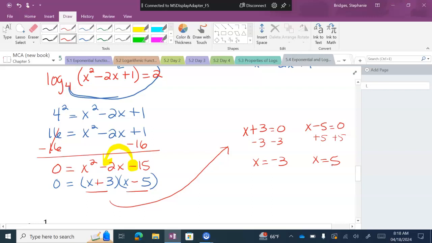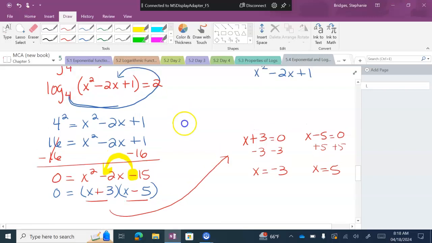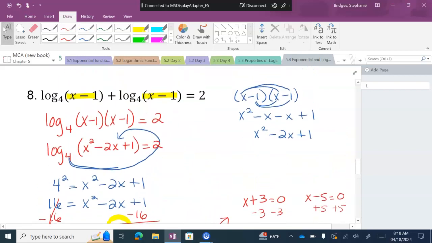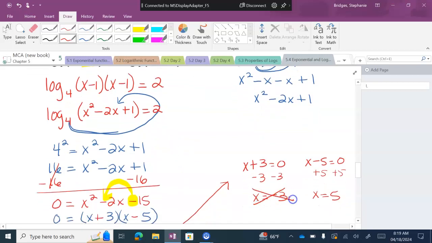So I have 2 possible answers. They can both work, one of them can work, or none of them can work. And what I mean by that is we have to go back to the original equation before I did anything else and plug in each number. Our options are negative 3 and positive 5. So let's look right here in the yellow highlighted portion. If I plug in a negative 3 there, is that going to give me a positive number or a negative number? Negative. I can't have a negative argument, so negative 3 cannot be an answer.